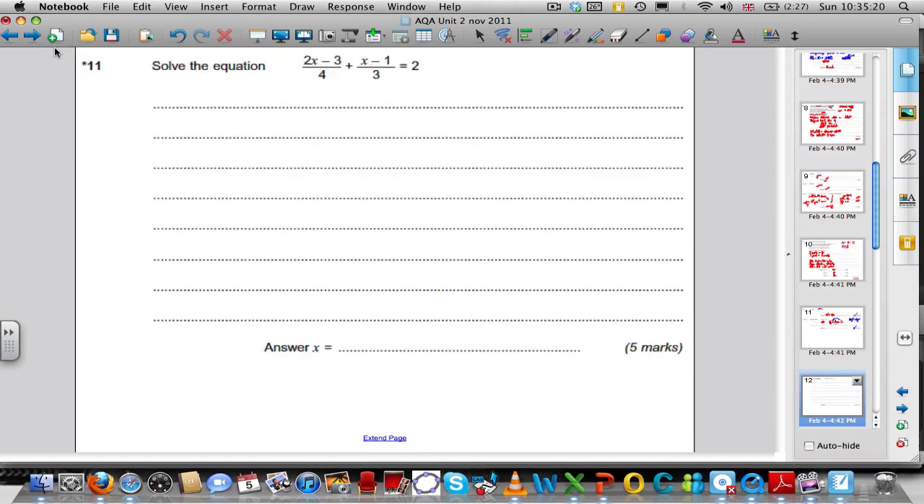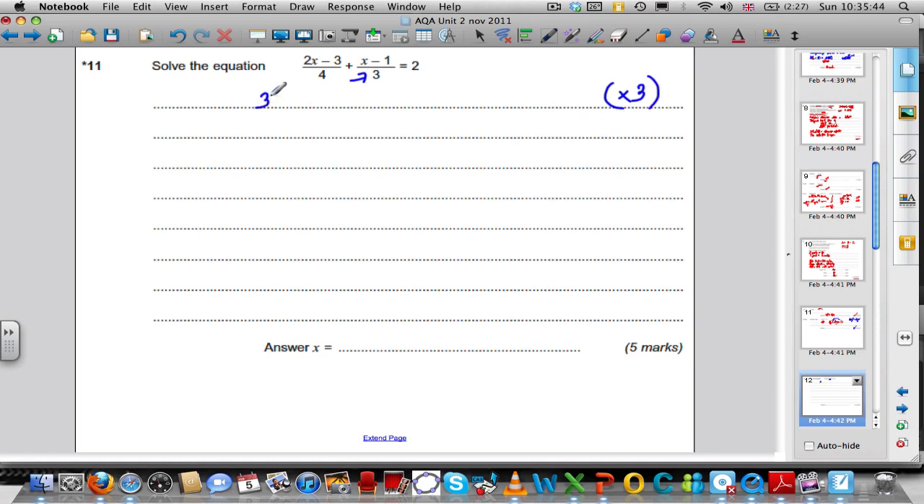Okay, algebraic fractions here. Solve this equation. Now, two ways to do it. I'm going to go with the way I've showed you in a previous lesson. With algebraic fractions, I don't like anything on the denominator. So I'm going to multiply everything firstly by this 3 to remove it. So I'm going to times everything by 3.